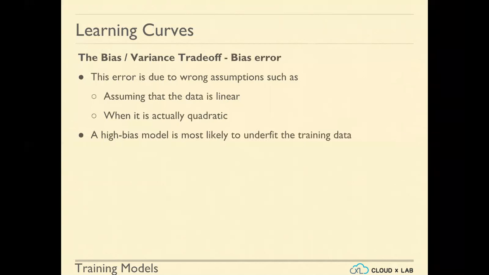The bias error is due to wrong assumptions, such as assuming that data is linear when the data is actually quadratic. A high bias model is most likely to underfit the training data. So when we have wrong assumptions about the data, we get bias error. If we are trying to fit a linear line to quadratic data, then we are going to get the bias error.